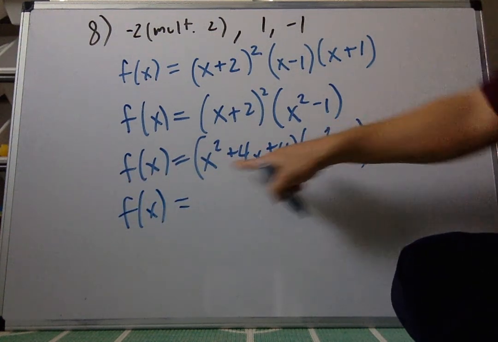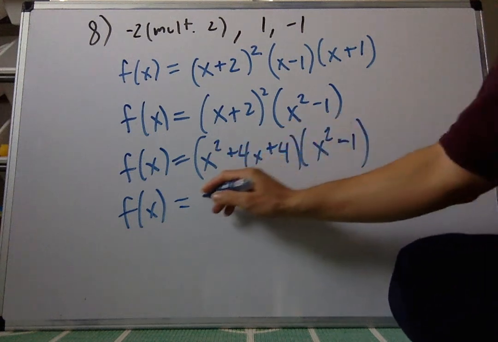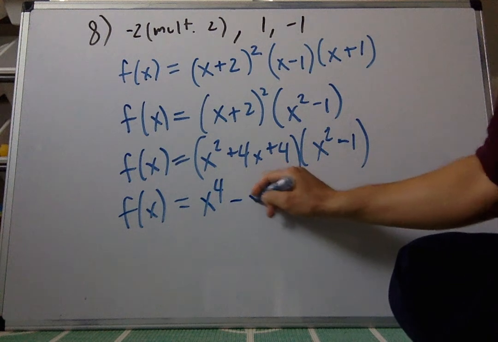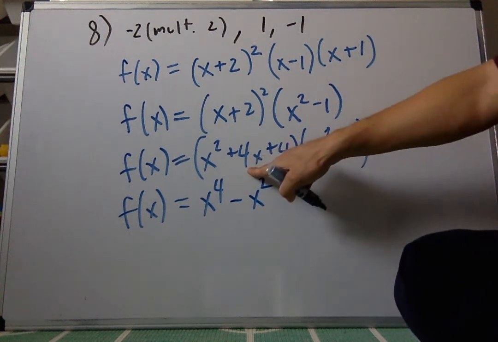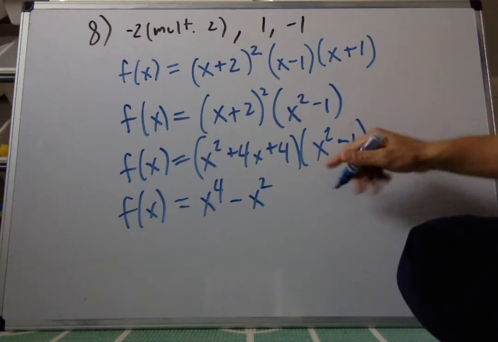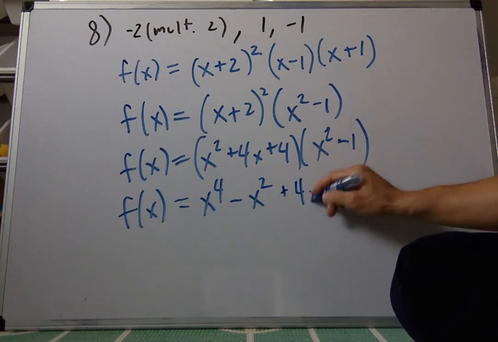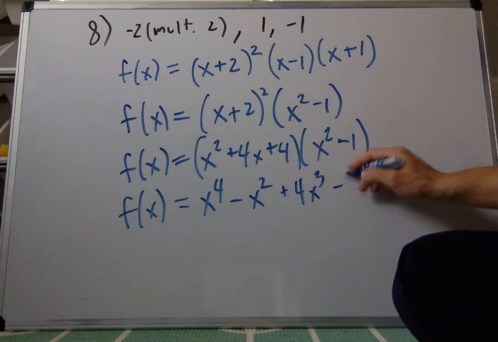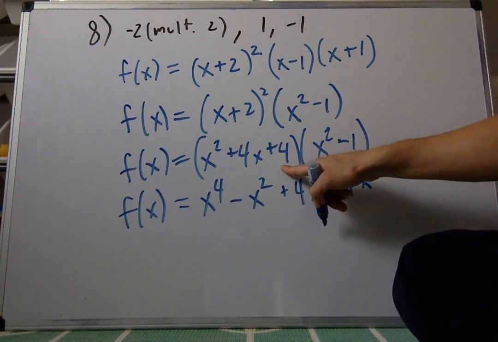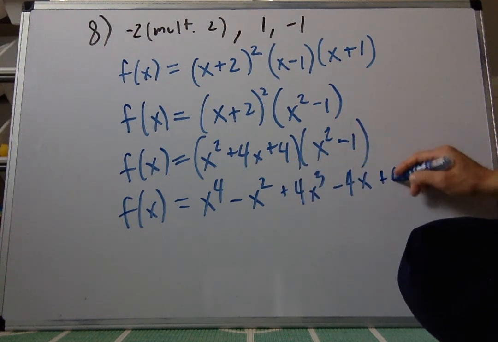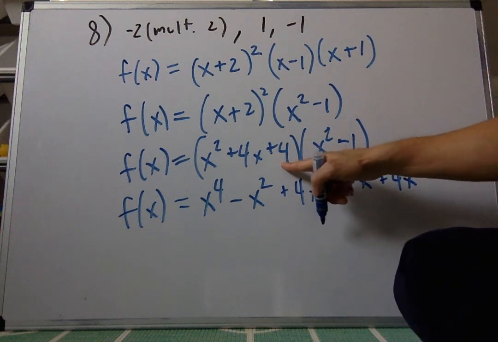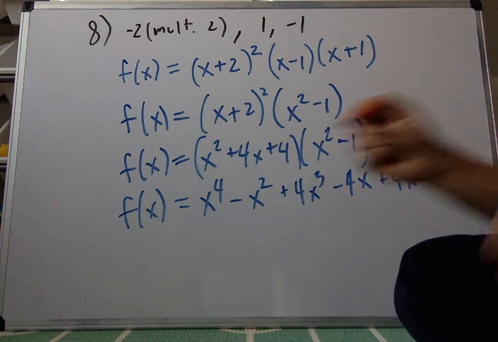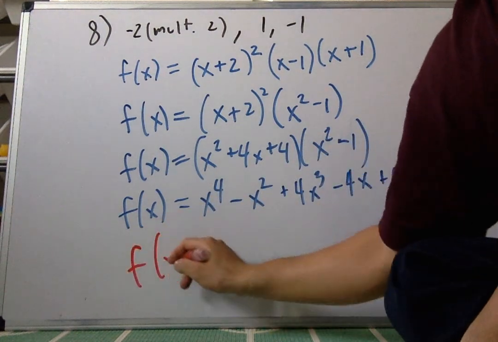I'm going to start with x squared, multiply to those two pieces. x squared times x squared is x to the 4th. x squared times negative 1 is negative x squared. Moving on to the 4x. 4x times x squared is plus 4x cubed. 4x times negative 1 is negative 4x. Then on to the 4. 4 times x squared is plus 4x squared. And 4 times negative 1 is minus 4. And lastly, I just combine like terms, and then I end up with my final answer.